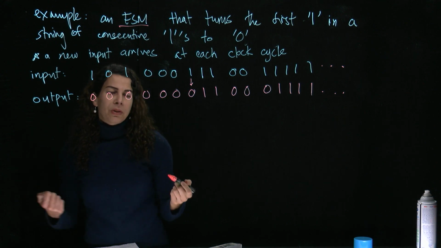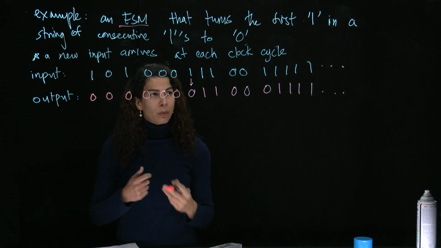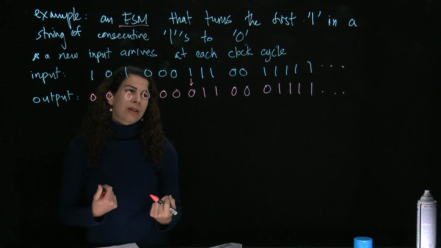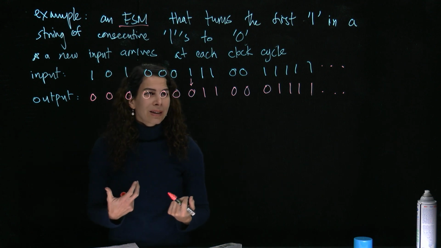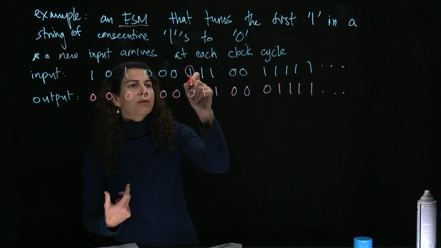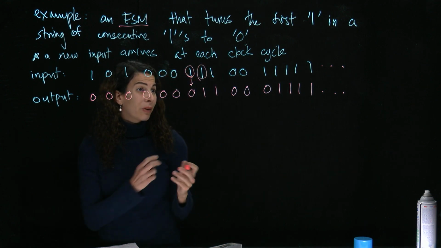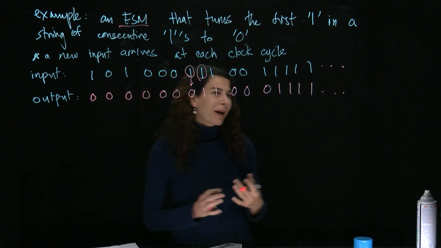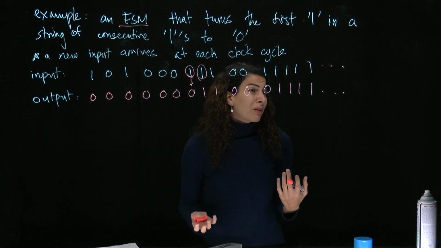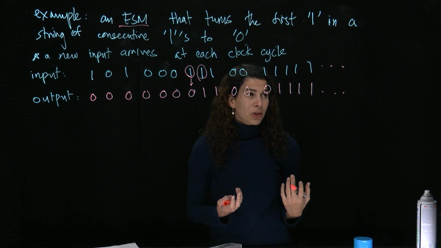So my output is 0. I'm in some state, I'm seeing 1. And now the question is, which one is that? Is that the first in the sequence, or the second one, or the third one in the sequence? Does it matter if it's the second one or third one? Not really, but it matters if it's the first one.